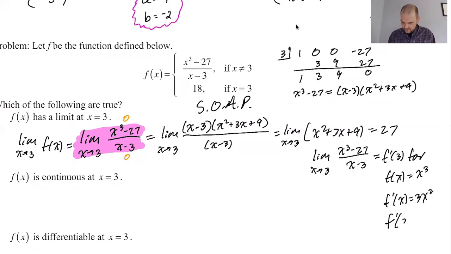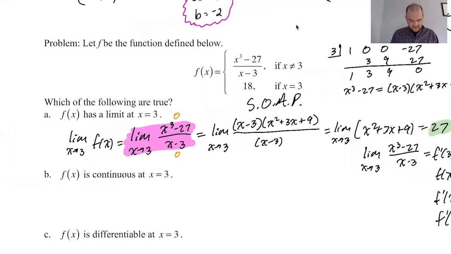f prime of 3 is 27. We're going to get 27 no matter how we do it because that's the limit. But I wanted you to know that there's a lot of ways that we could do it. So we've gotten 27 there. So the limit, f of x has a limit. This is true. Okay, a lot of work for that. And we only need to do one of them. I did 3 of them, whatever.